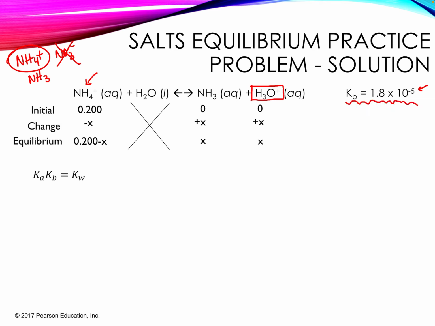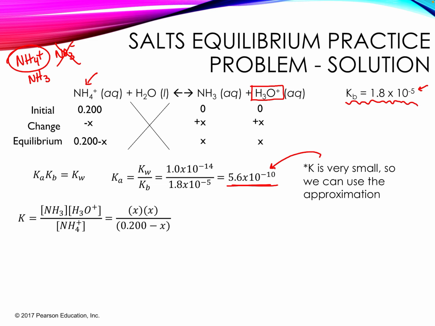But we were given a Kb value. But we don't need the Kb value because it's not acting like a base. So we need to figure out the Ka value. So we'll use Ka times Kb equals Kw, and we'll rearrange and we'll solve for Ka. So now we have our Ka value, and we can go ahead and start solving this equilibrium. K is very, very small, so we can use the approximation, right?